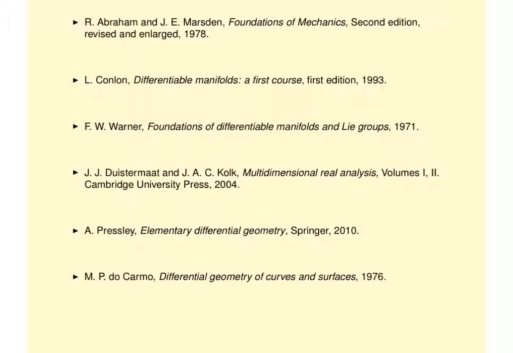Dwestermatt and Kolk, this is different to everything else. This is 2 volumes, and the subject is submanifolds of Rn. So not abstract manifolds, but the important special case of those that arise as subsets of Rn, well-behaved subsets. And it's a book that basically works by exercises. Each volume is 1/2 exercises and 1/2 introductory material.